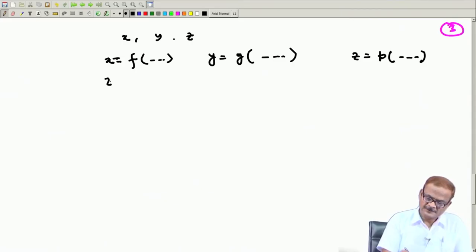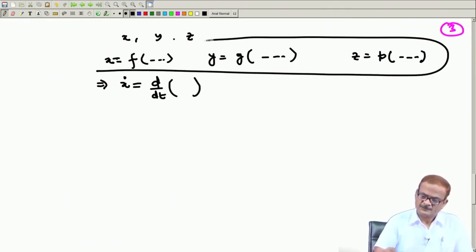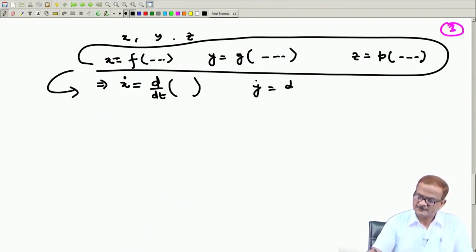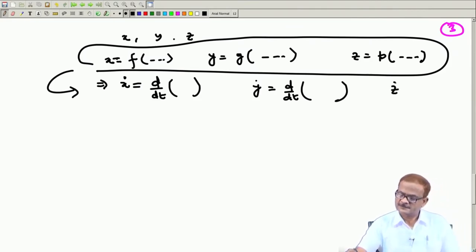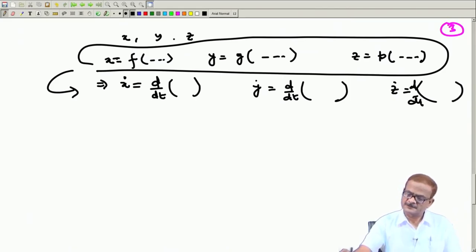So, once we differentiate this x dot, this is the basic principle I am just now writing here. So, this implies x dot will be, on the right hand side, you have to differentiate. Once we get this, immediately this will be available to us: y dot will be dy/dt, and z dot will be dz/dt, with some other quantities.